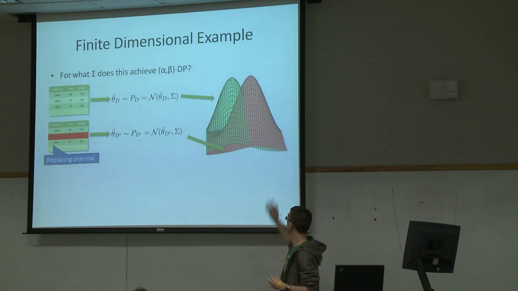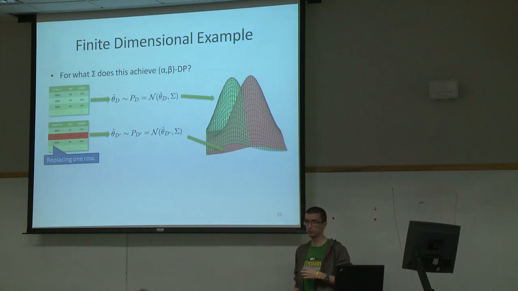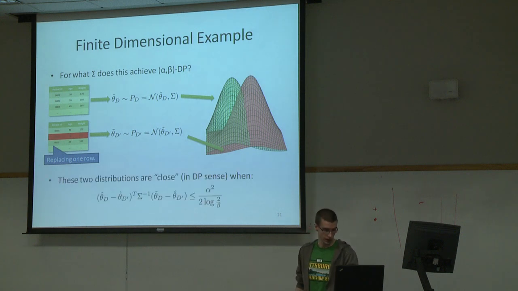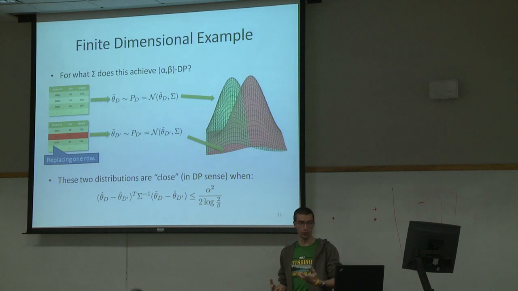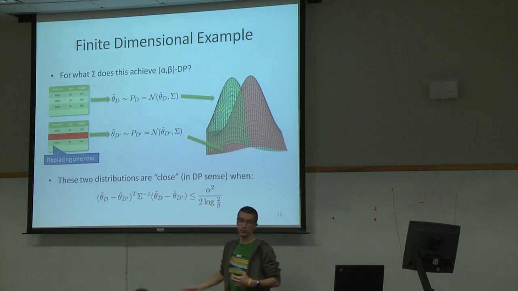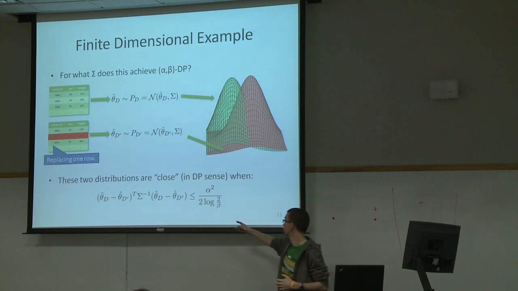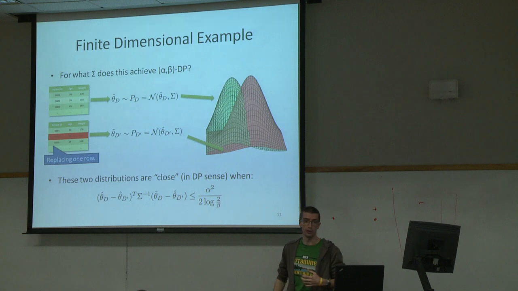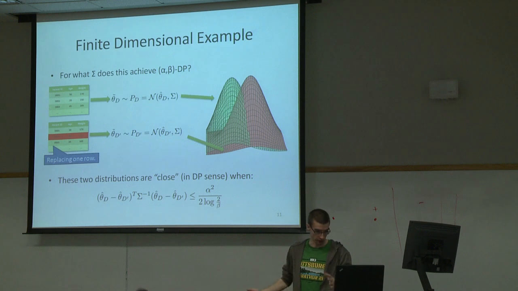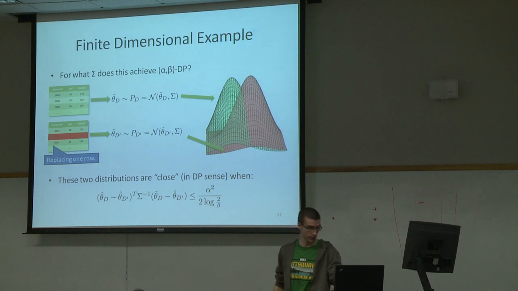I've drawn two normal distributions here. One of them is opaque and the other one's translucent, just so you can see how they overlap. These are just the normal densities. It turns out they're close, in the sense required by differential privacy, whenever the following holds: the two means are close in the Mahalanobis distance due to the covariance matrix, whenever the distance is bounded above by the term on the right. So, for some alpha and beta, it gives the condition required on the sigma.